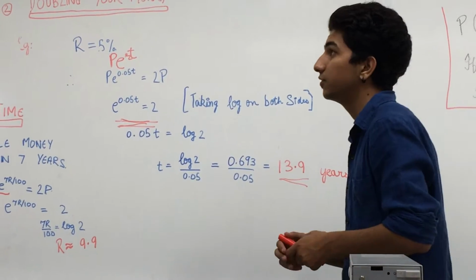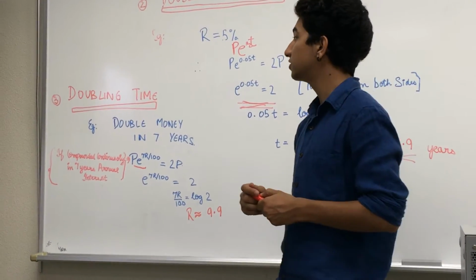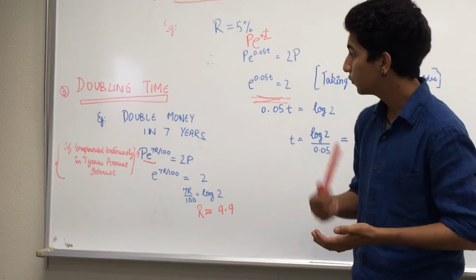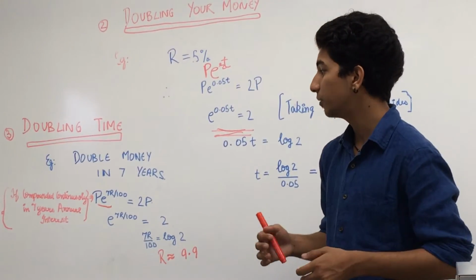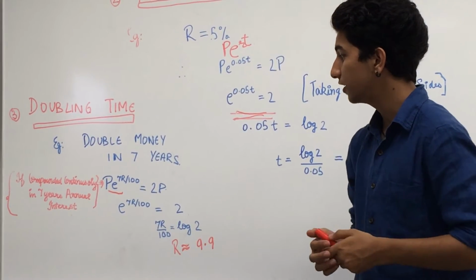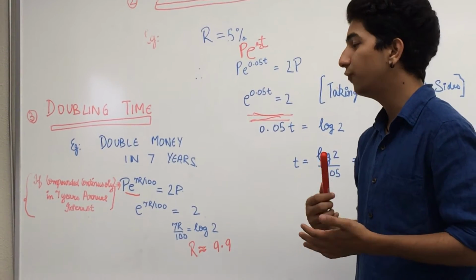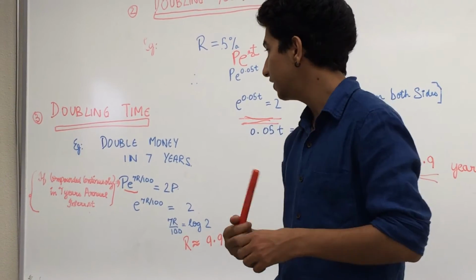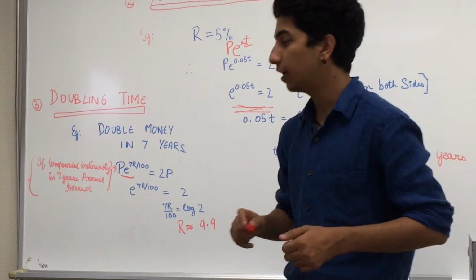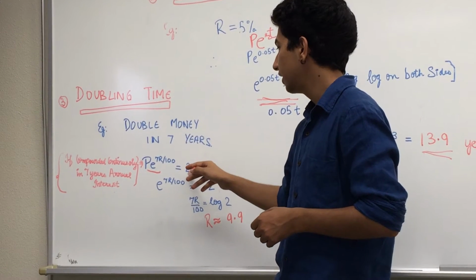The next section under this exponential growth and decay is doubling time. This is the last section. In this section, we have to double money in 7 years if it is compounded continuously. In this question also, we use the same formula of P times E raised to power R times T. So if we are compounding continuously, in 7 years the amount comes out to be P times E raised to power 7R/100, which is equal to 2P.